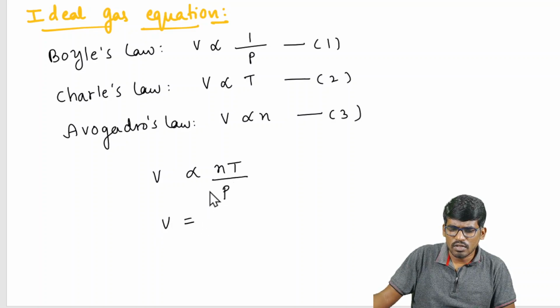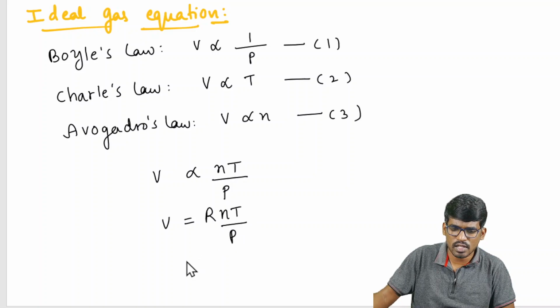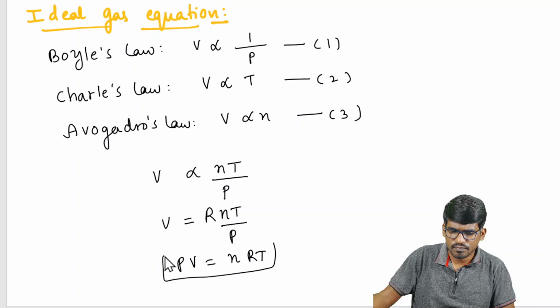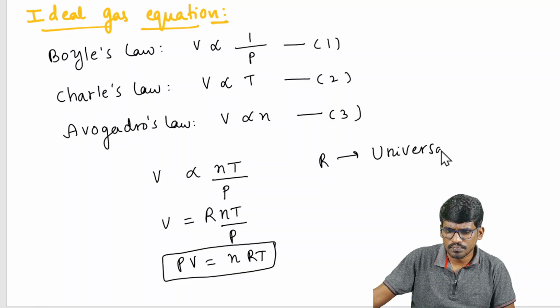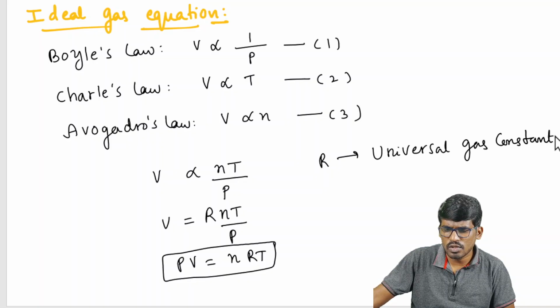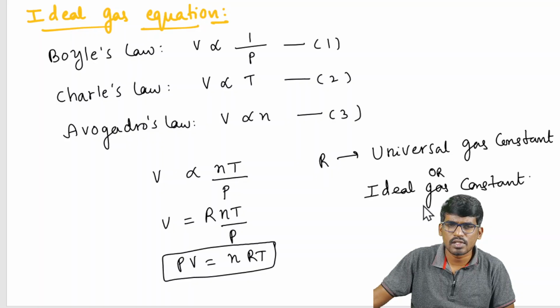Then V is equal to, if you remove the proportionality symbol, place a constant. That constant is R n T by P. R is a constant. I can write it as PV is equal to nRT, where this R is called the universal gas constant. The proportionality constant, we are calling it the universal gas constant, also known as the ideal gas constant.